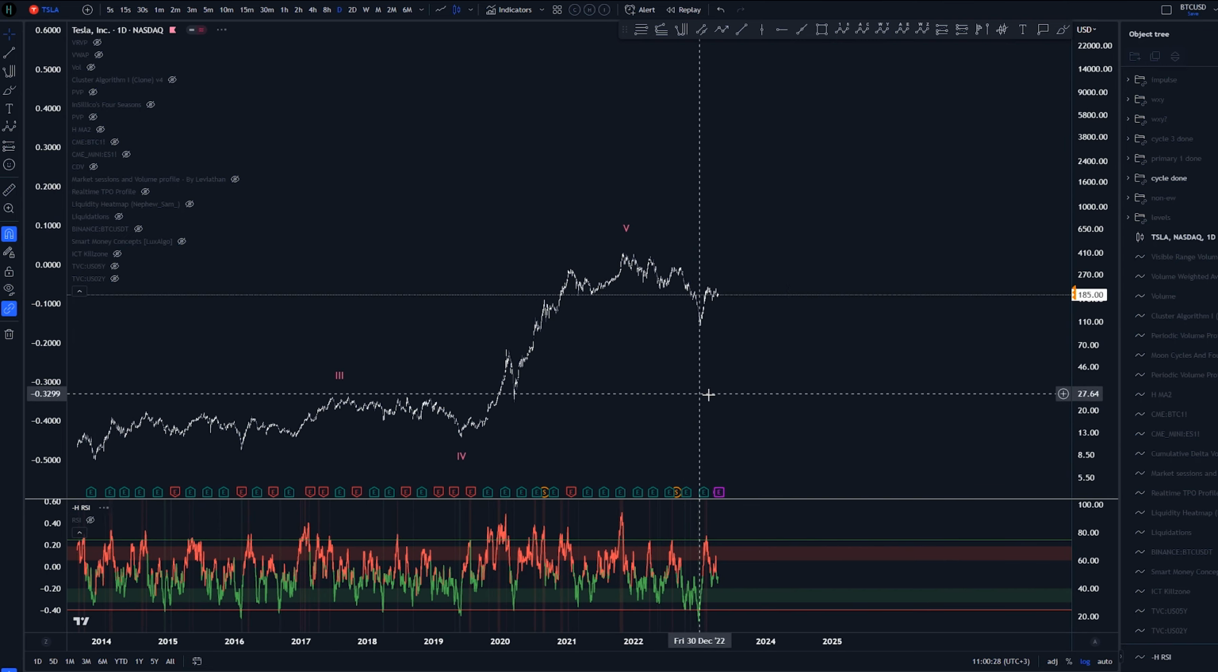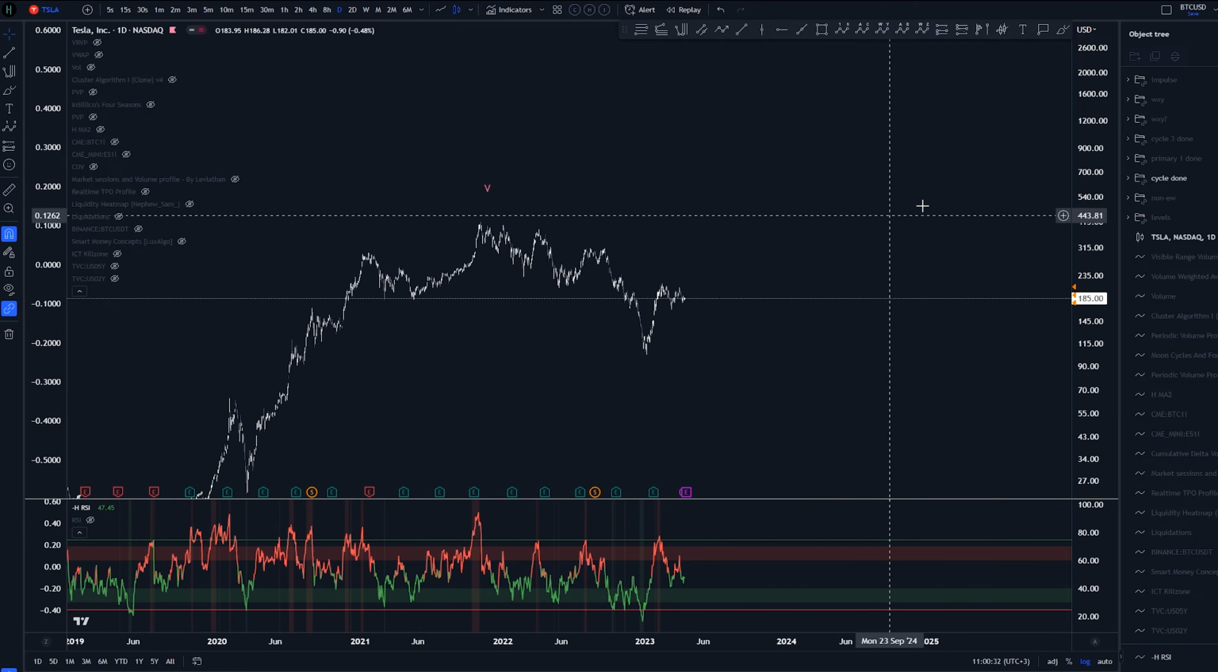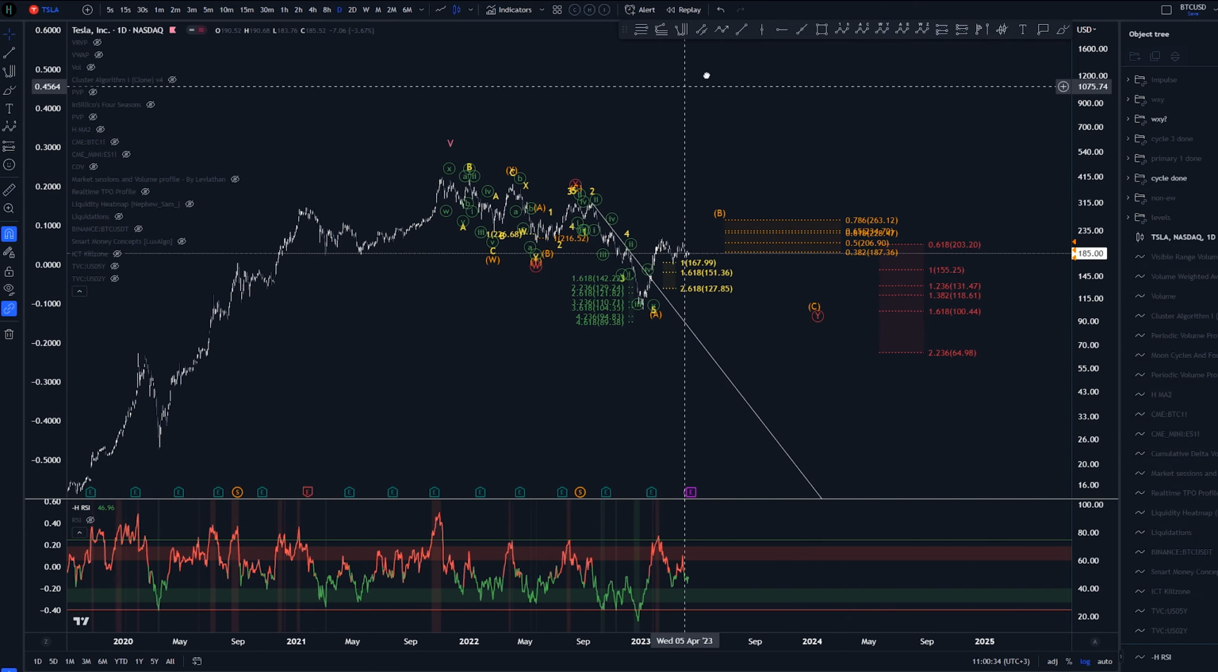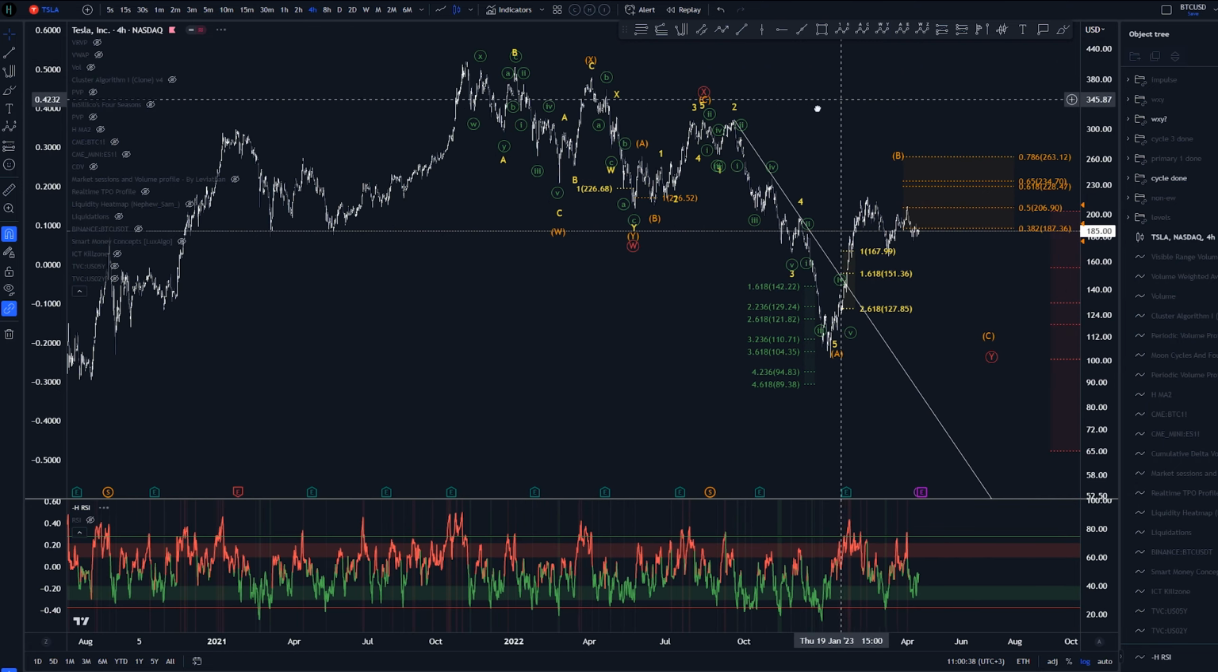Now, how would this be fitted into the current price action? Let's take a look at that closer. So let's go to, let's say, the 4-hour time frame here.